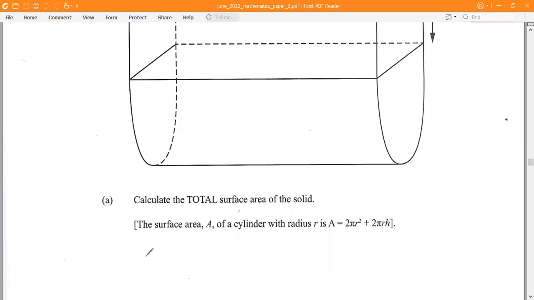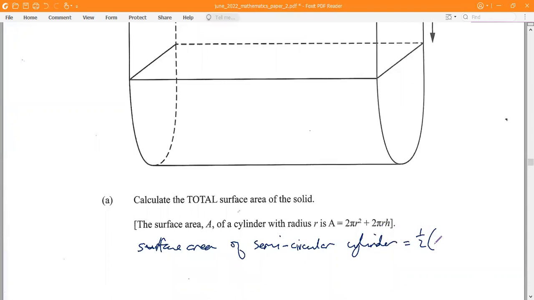A value of pi was not given, so we will have to assume that it's 3.14 or 22/7. So let's get the surface area of this semicircular cylinder. It'll be half of this: 2 pi r squared plus 2 pi r h. So let's go ahead.